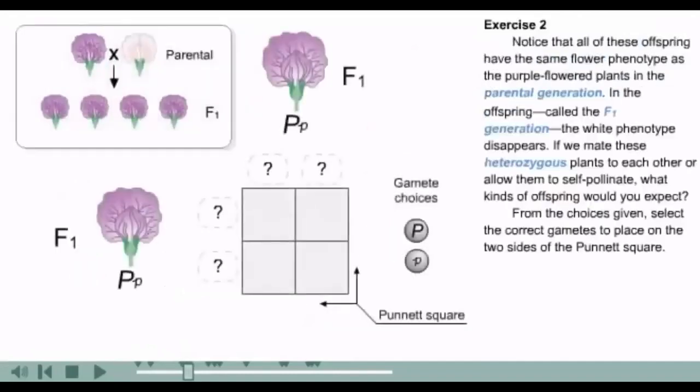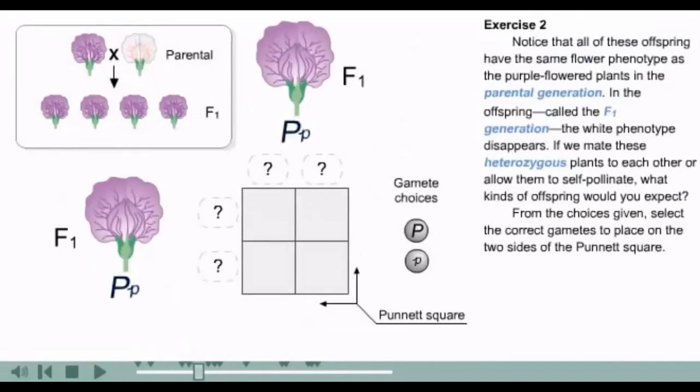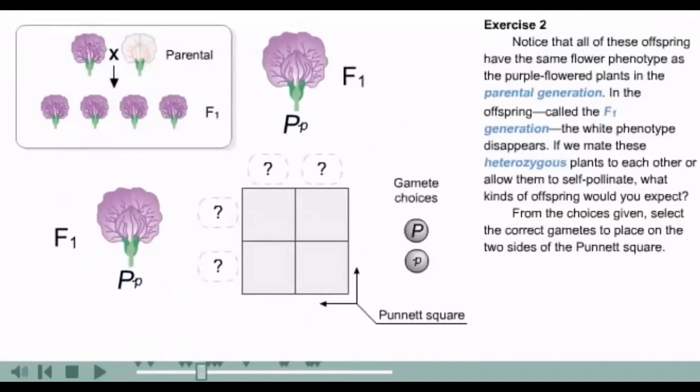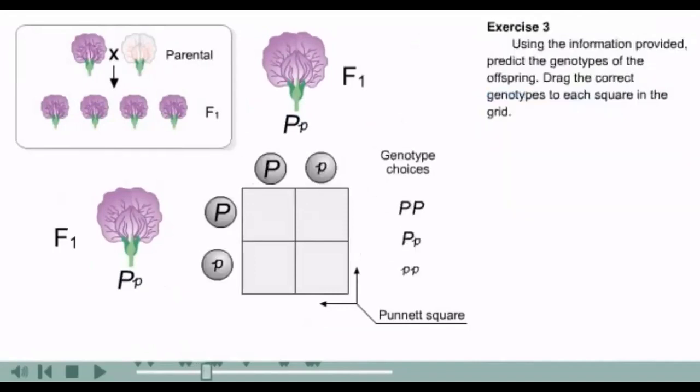Notice that all of these offspring have the same flower phenotype as the purple-flowered plants in the parental generation. In the offspring, called the F1 generation, the white phenotype disappears. If we mate these heterozygous plants to each other, or allow them to self-pollinate, what kinds of offspring would you expect? From the choices given, select the correct gametes to place on the two sides of the Punnett square.